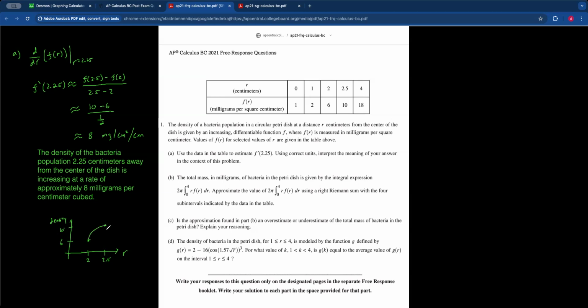So it could increase like this. It could increase like this. It could increase in some sort of combo like that, or it could even just be a straight line. And you have no idea. But it wants to know what the slope is at 2.25. So it wants to know what is the slope of the tangent line at this x coordinate.